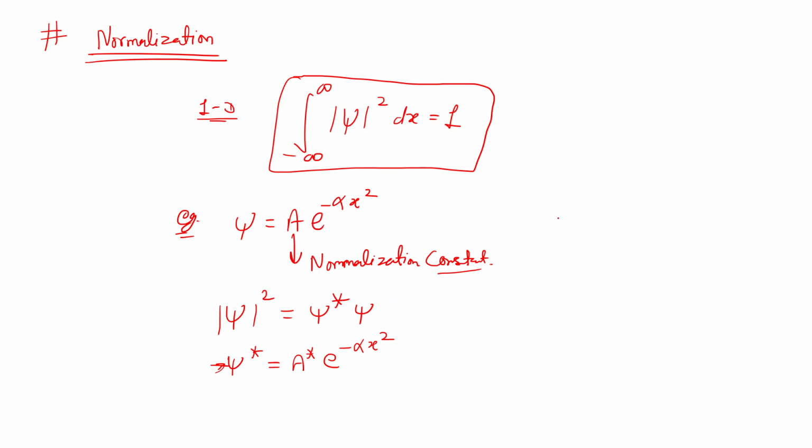That value should be equal to 1. So here we need a standard integration. I hope everyone knows this simple standard integration, with value root pi by alpha. With the help of this standard integration, we will calculate the normalization constant A in this given wave function psi. If I put the psi star and psi values, I will get psi square simply as A square exponential of minus 2 alpha x square. Now we just have to integrate it over the entire range of x. That should be 1, with the condition of conservation of probability.